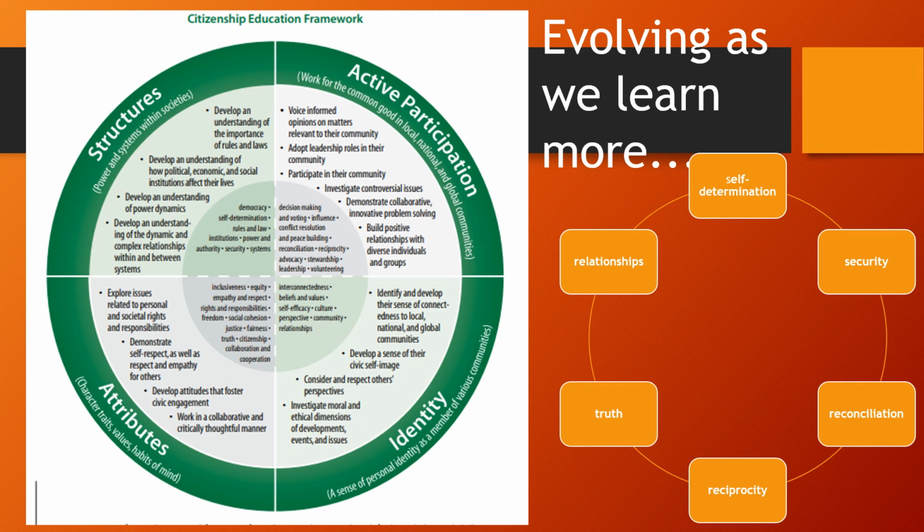The Citizenship Education Framework now includes the addition of 6 important concepts: self-determination, security, reconciliation, reciprocity, truth, and relationships. This model represents how, as educators, we evolve as we learn more. This framework also appears on pages 201 and 202 in tabular form, which may be helpful to support your planning.